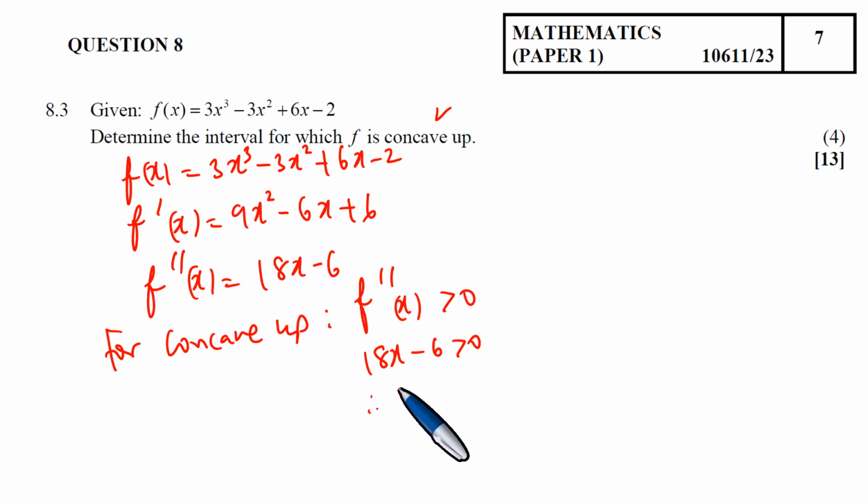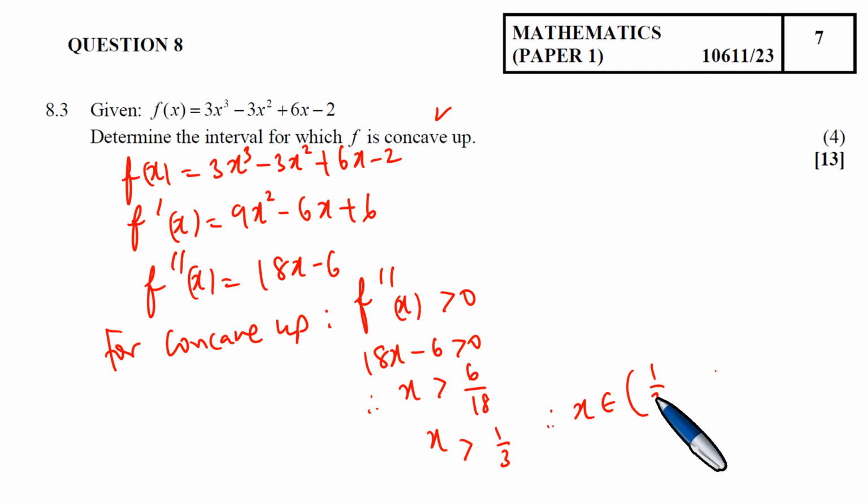which means that x is bigger than 6 out of 18, which means that x is bigger than 1 over 3, which means x is an element of the interval from 1 over 3 to infinity. Okay, that is the answer there. The interval for which f is concave up is from 1/3 to infinity. Next question.